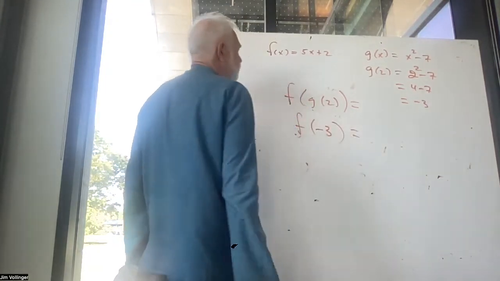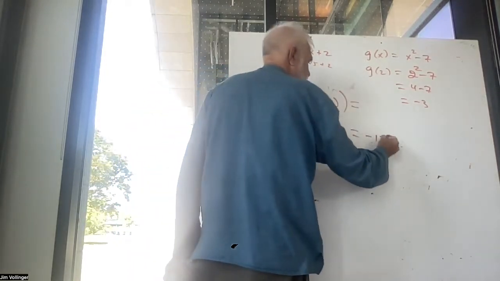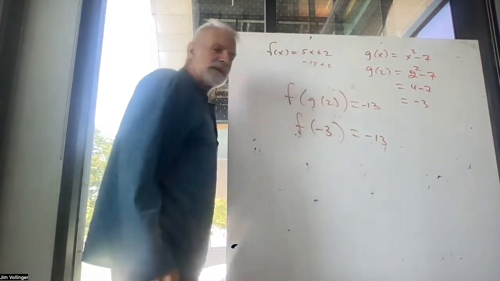Can we do f of negative 3? Oh, I think that's negative 15 plus 2. Negative 13 is this answer. That's called a composite.